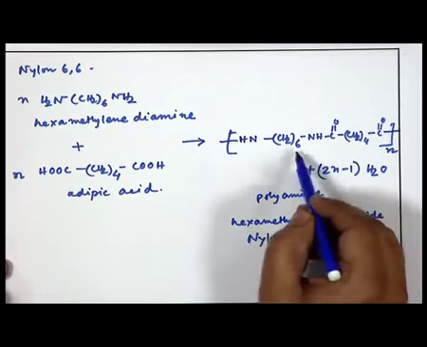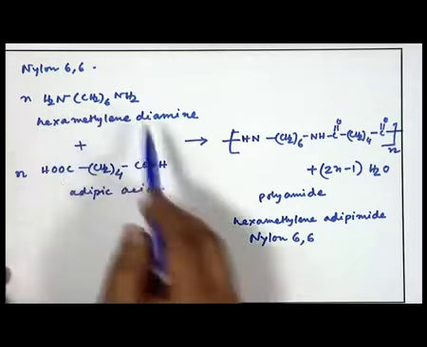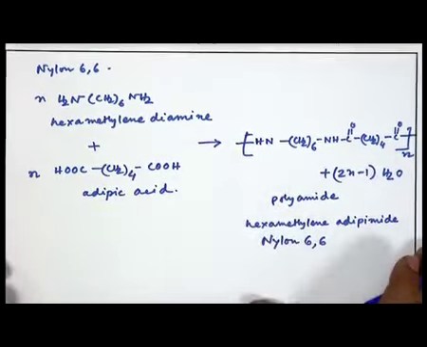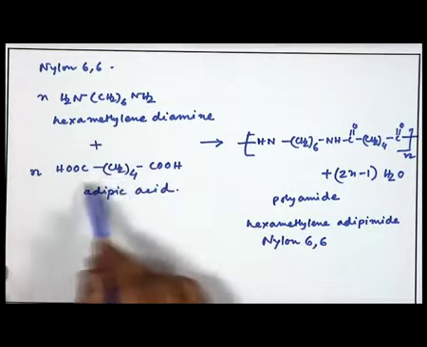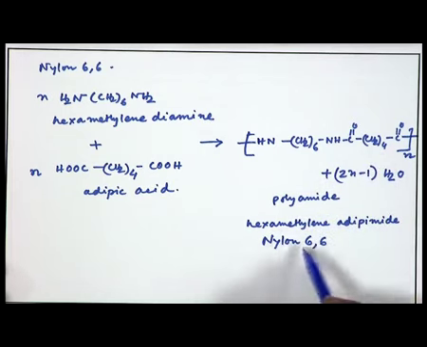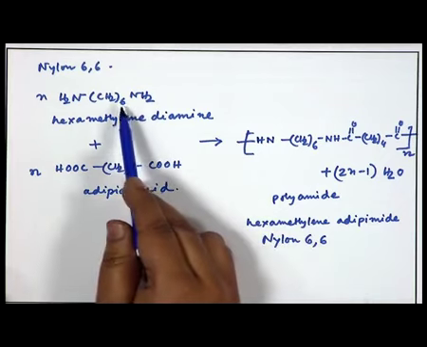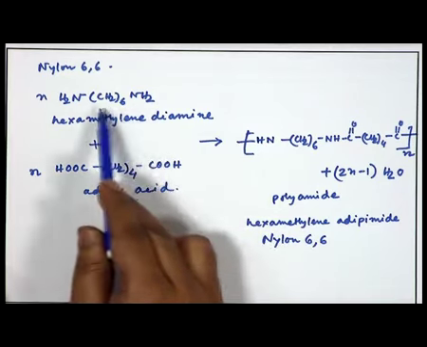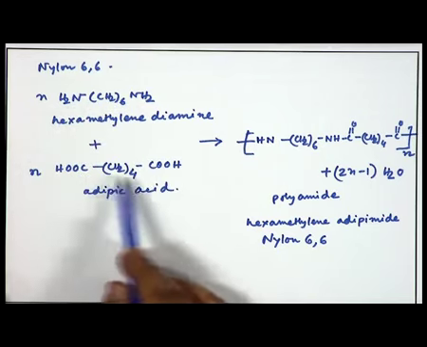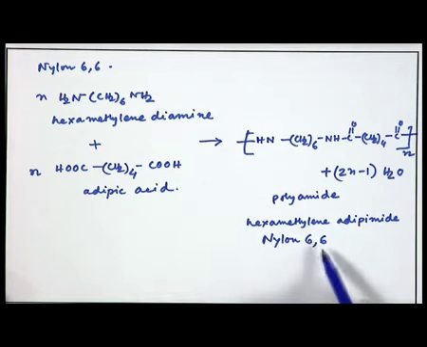Now, these numbers 6 and 6 come from the reaction between diamine and diacids. The polymer from diamines and diacids forming polyamides is known as nylon, and this number represents the number of carbon atoms in the monomers. In this case, the diamine has 6 carbon atoms, and the diacid also has 6 carbon atoms. So, we call it nylon 6,6.